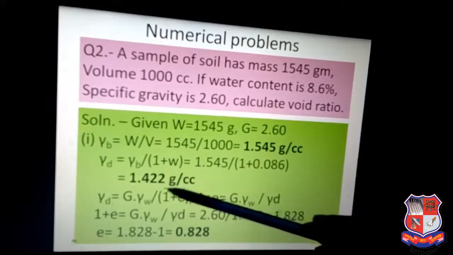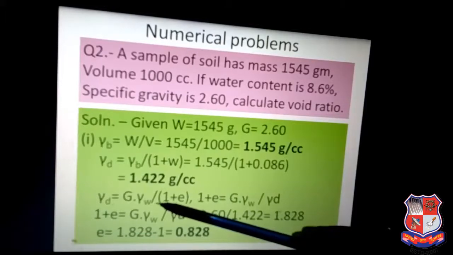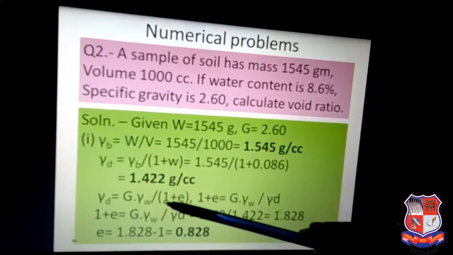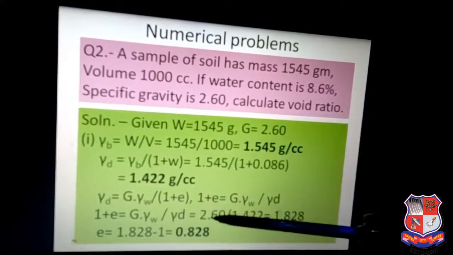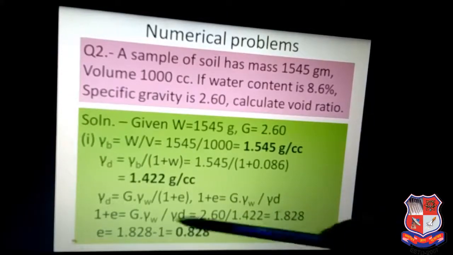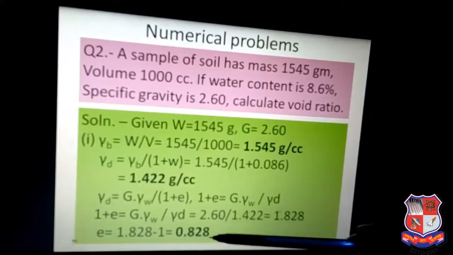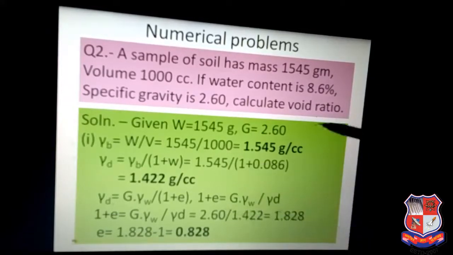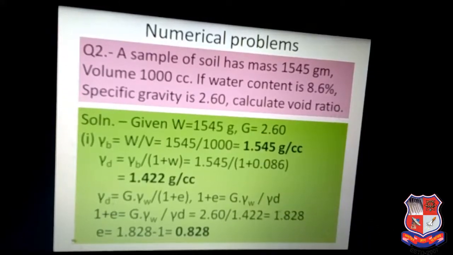By using this gamma D value, we can use the relation gamma D equal to G gamma W divided by 1 plus E, and from here 1 plus E becomes G gamma W by gamma D. By putting all these values, we have G 2.6 multiplied by 1 divided by gamma D 1.422, and we get 1 plus E equal to 1.828, and E becomes 0.828. So we have found out the void ratio.